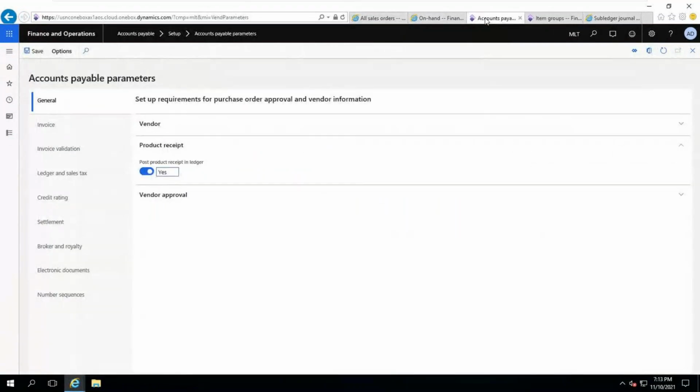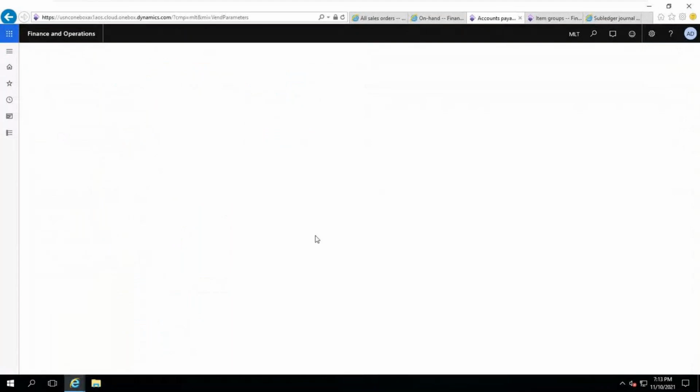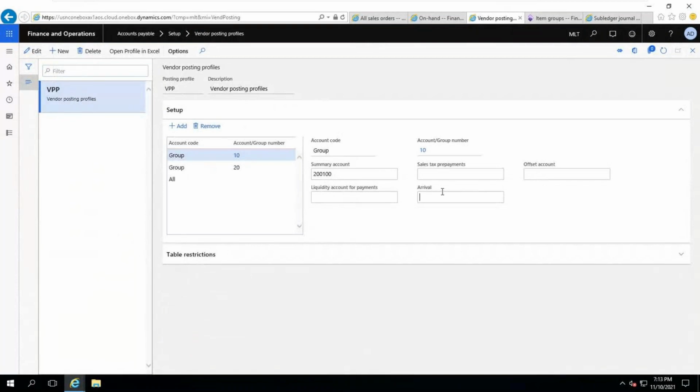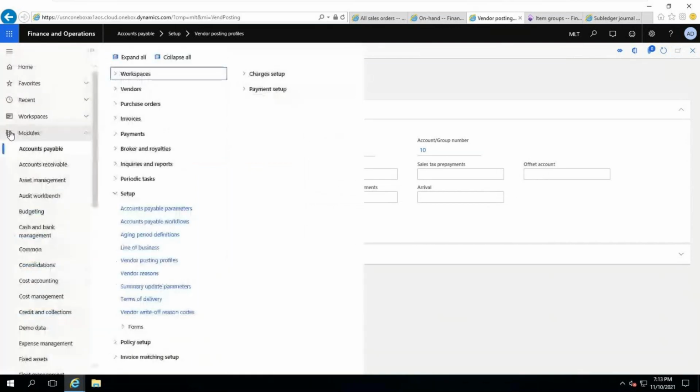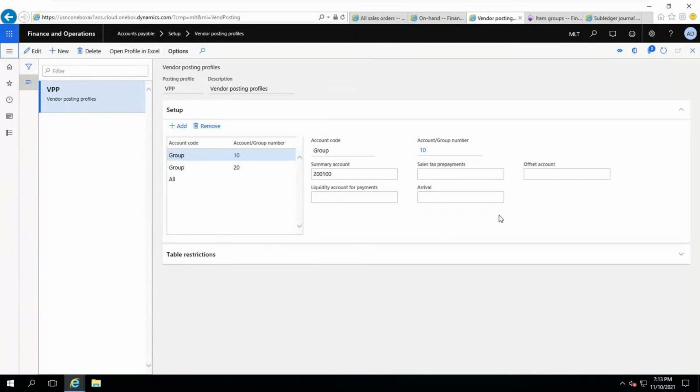Okay, fine. His question is, I think many people may not understand. In the accounts payable module, in vendor posting profiles, we have arrival and offset arrival. What is this, he is asking? These two are related to the functions called invoice register and approval journal. At that time you will understand these things. It will be covered. One more topic is there, it will be covered in a future session.